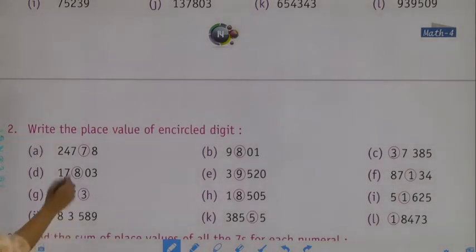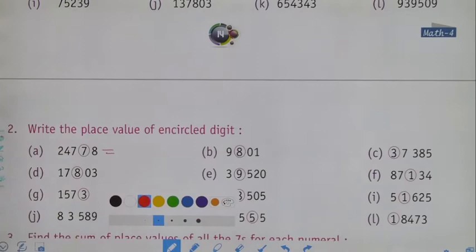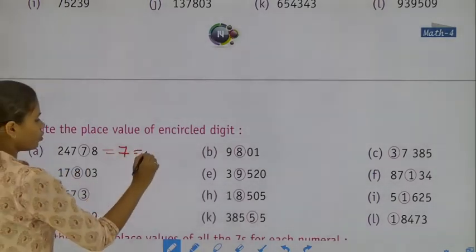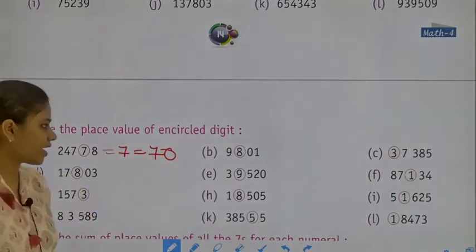Students, you can see here the encircled digit. You have to tell the place value. Let's start with the first one, that is ones, tens. So what is the place value of 7, students? That is 70.